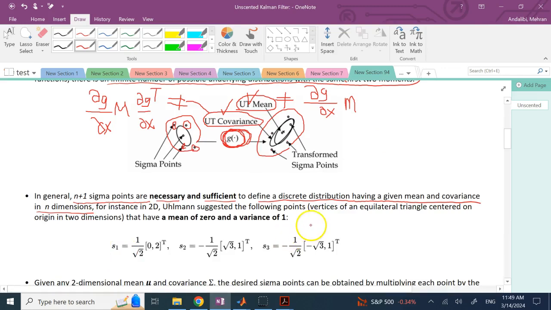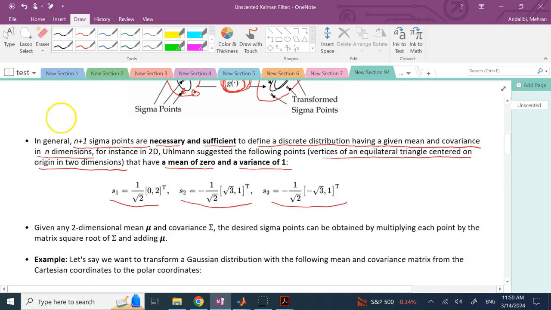So Ullman, for 2D space, suggested these 3 sigma points if the original distribution has a mean of 0 and a variance of 1. He suggested these 3 points: 0 and 2 over square root 2, square root 3 and 1 over negative square root 2, and negative square root 3 and 1, and 1 over square root 2 with a negative sign. And you can show that these are the vertices of an equilateral triangle centered at the origin, right?